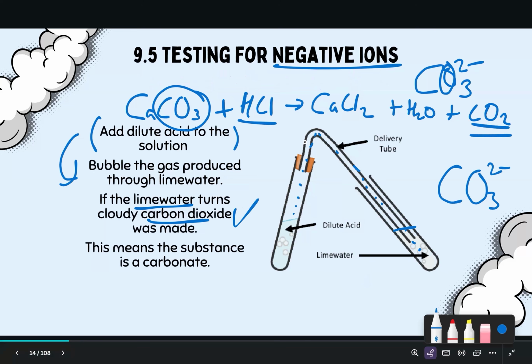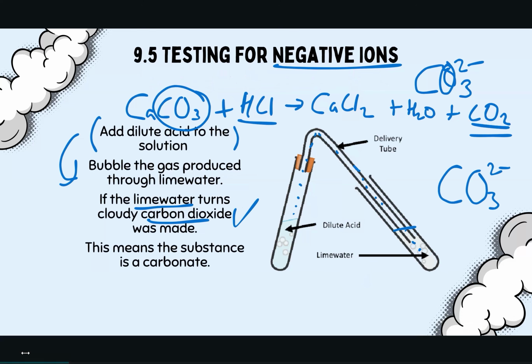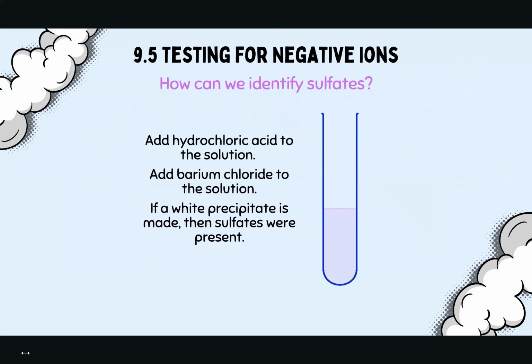The gas that's produced, we bubble it through lime water. Lime water turns white, and that shows us that it's a carbonate. Now, how can we identify sulfates? Sulfates are SO4 2 minus.